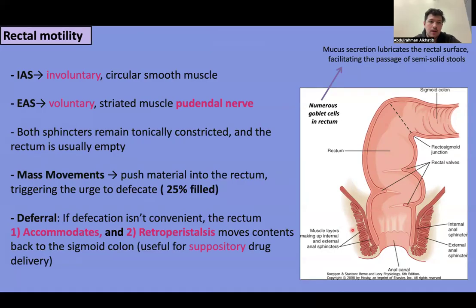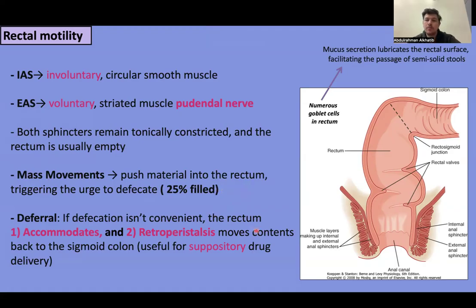Now, both of those sphincters remain constricted. However, when the rectum is distended, about 25% filled, this will trigger the urge to defecate. As we have mentioned, the mass movements will push the material into the rectum, and when 25% of the rectum is filled, this will trigger the urge and you go to the restroom.